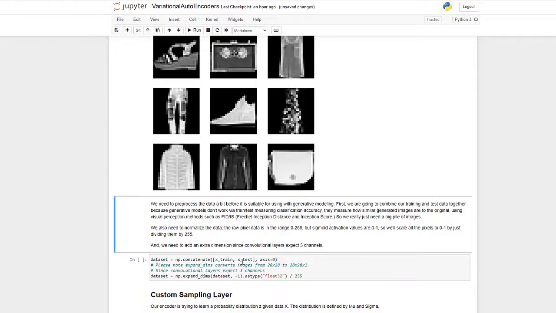So the first thing we're going to do is concatenate the training data set and the test data set together into a single data set called, creatively, dataset. I'm also going to add an extra dimension to that data set because our convolutional layers expect 3 channels of input, not just 2.